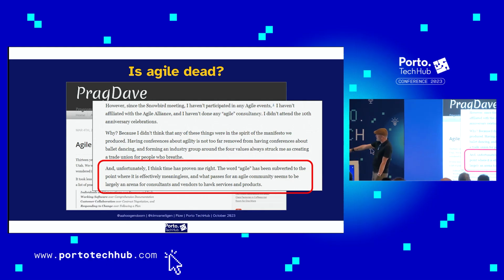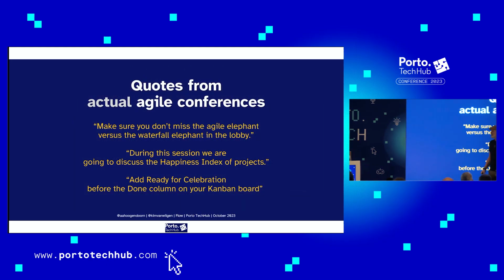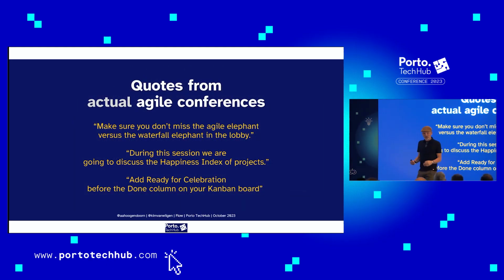And what passes for an agile community seems to be largely an arena for vendors and consultants to hawk services and products. We all know this, right? We know these products. We use these products, basically. So then I stopped going to Agile conferences as well. If you go to an Agile conference, they have stuff like this: make sure you don't miss the Agile elephant versus the waterfall elephant in the lobby. What? Is there an Agile elephant in the lobby here? I hope not, otherwise I'm at the wrong conference.